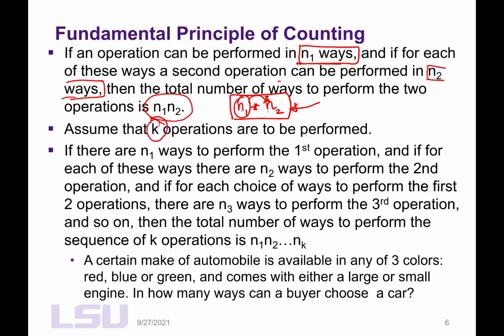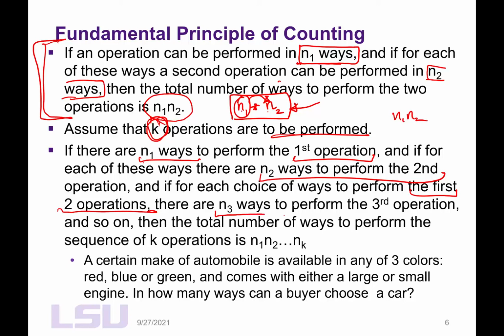Assume that k operations are to be performed. If there are n1 ways to perform the first operation, so we want to perform k operations, then we're giving some extensions of this principle. So this extends it further out. There are n1 ways to perform the first operation. For each of these n1 ways, there are n2 ways to perform the second operation. And if for each choice of ways to perform the first two operations, so n1, n2, there are n3 ways to perform the third operation. So we are extending it out.